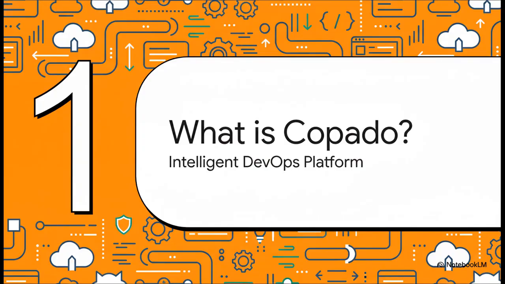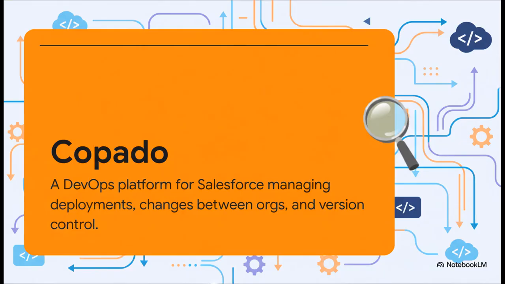Okay, so before we get into the solution for that headache, let's do a super quick level set for anyone who might be new to this. What is Copado? Basically, you can think of Copado as a DevOps platform that's built from the ground up for Salesforce. Its whole job is to manage the entire development lifecycle. Moving changes between your orgs, handling all the version control stuff, all in one spot.